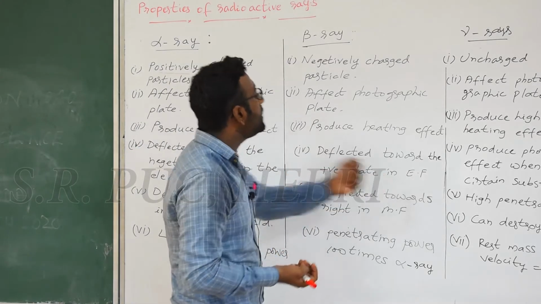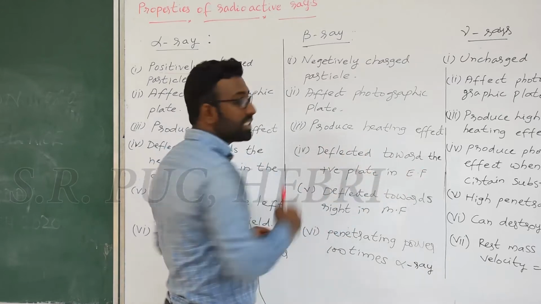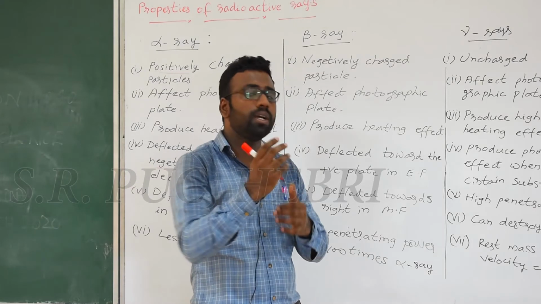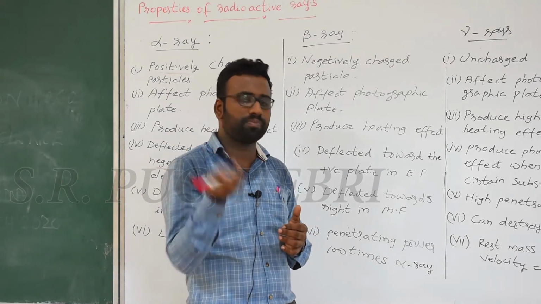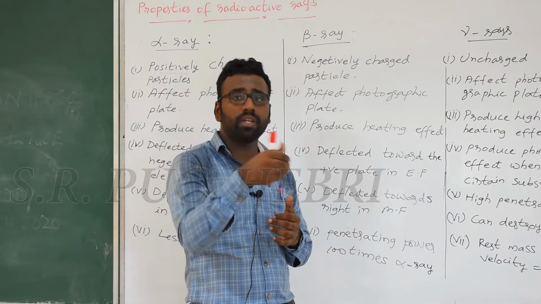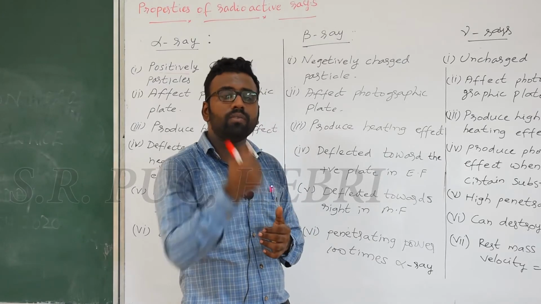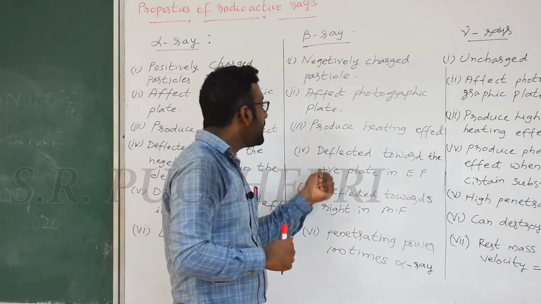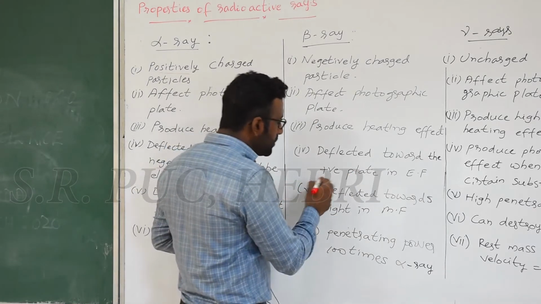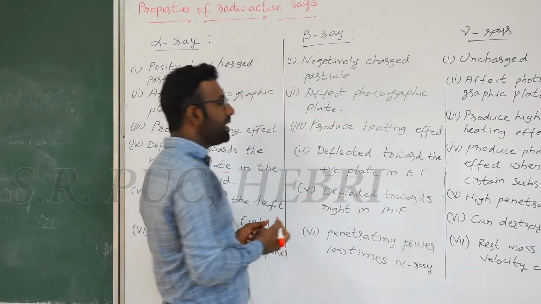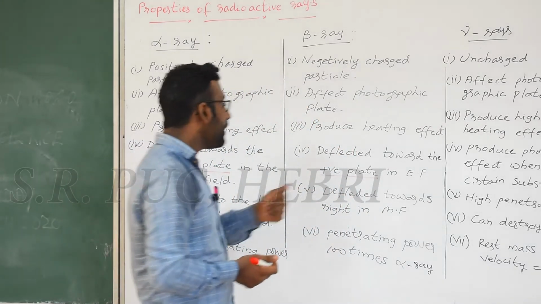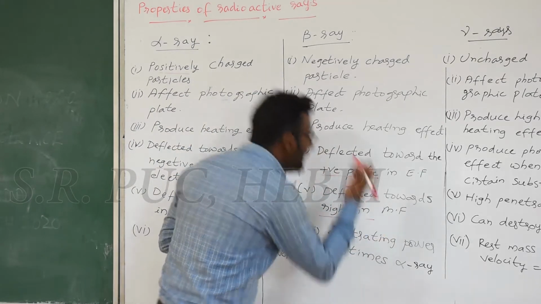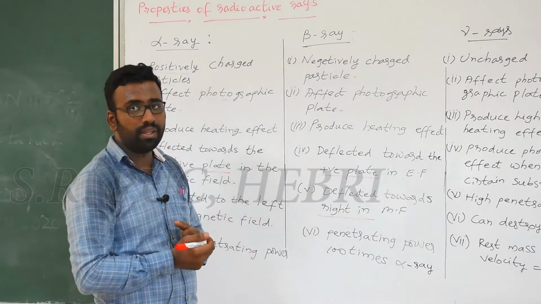They are deflected towards the positive plate in the electric field. I told you there are actually two types of beta, positive beta and negative beta, but positive beta is of less importance, so we are giving it less attention for the time being. We are only considering negative beta. If the beta particle is negative, obviously it has to get deflected towards the positive plate in the electric field. What about the magnetic field? It is going to get deflected towards the right side in the magnetic field.